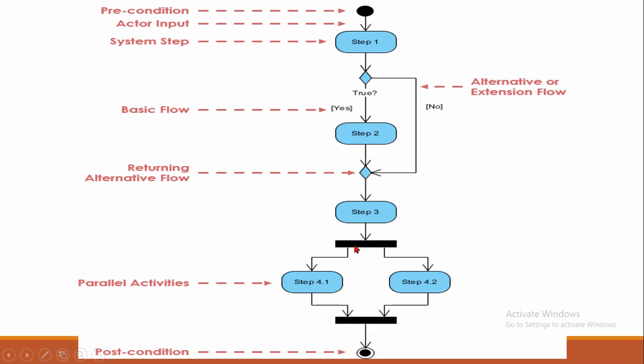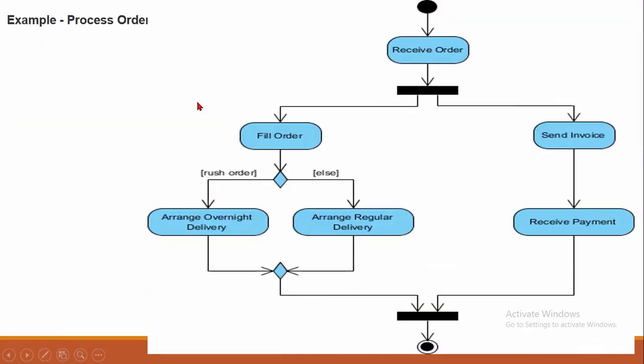After step 3, you can see there are two parallel activities, or we need to execute two activities parallelly. After execution of these two activities, again we use a merge notation to merge these two activities, and then we have a post condition, or we can set it as a final node. So this is how we draw an activity diagram.